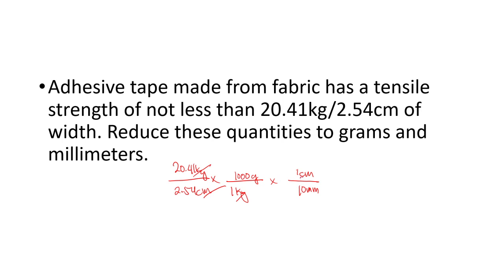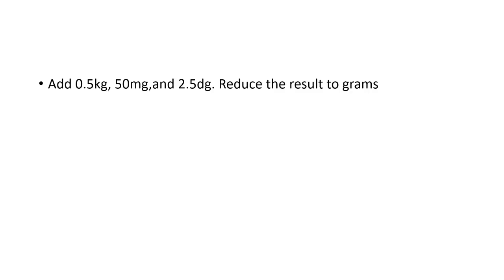Kilogram, centimeters, millimeters, gram over millimeters. 20.41 divided by 2.54 times 1000 divided by 10. You have 803.54. Unit should be gram per millimeter. This is a unit actually of tension. Okay.